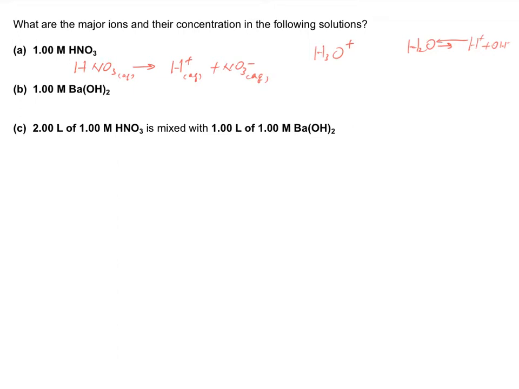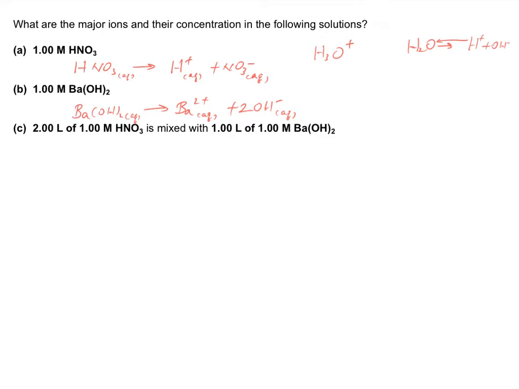Okay, now in the next case we have 1.00 molar beryllium hydroxide, a strong base, and this is an ionic compound, therefore it dissociates completely, and we have Be(OH)2 in solution. It dissociates completely to beryllium cation and OH minus. In this case the major ions are first beryllium 2 plus and OH minus.